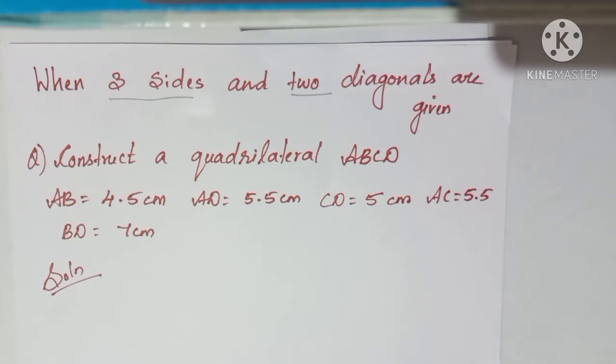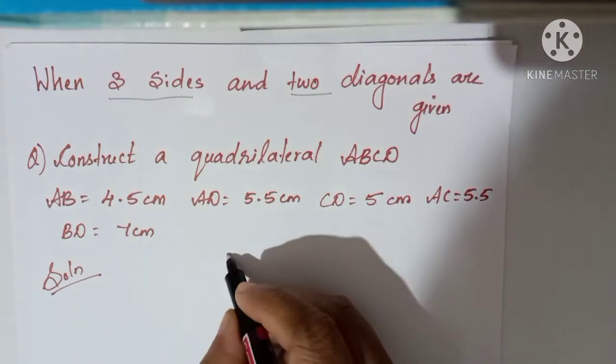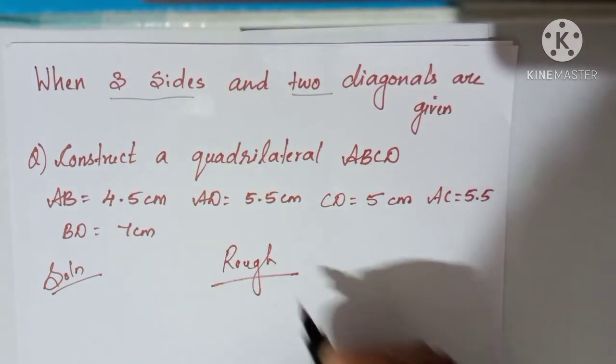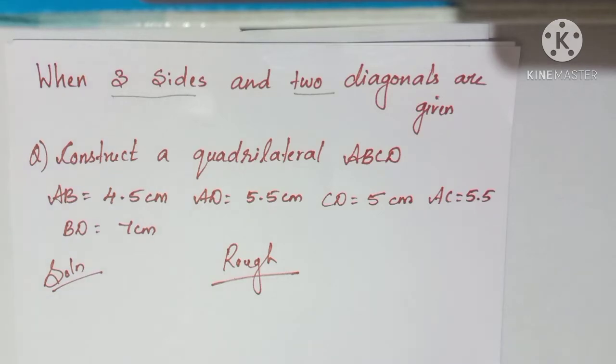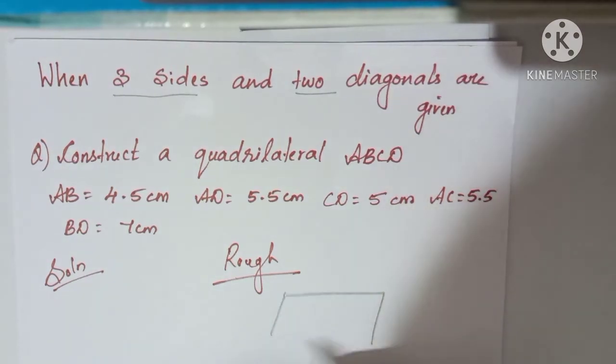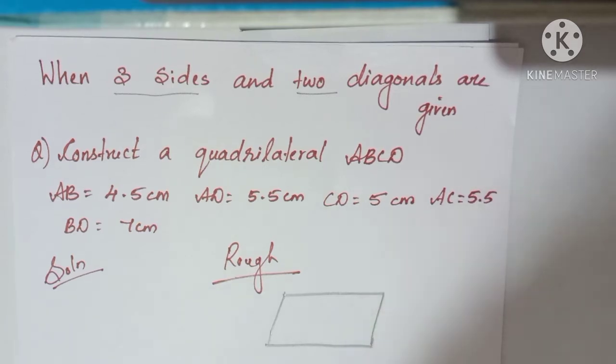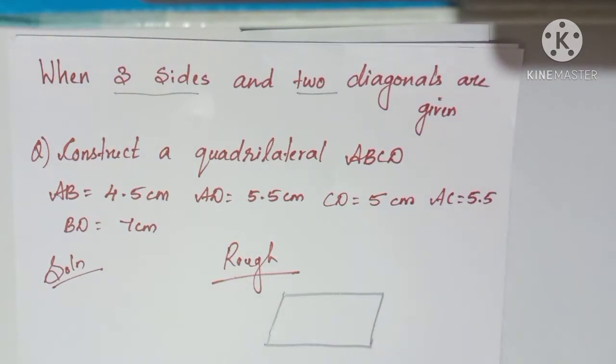So first thing you want to do, you want to draw a rough sketch. What is the name of the quadrilateral? ABCD. So draw the quadrilateral, just a rough sketch. It should have four sides. So just draw a quadrilateral. Okay, this is just a rough sketch, so you don't want to draw the exact shape.